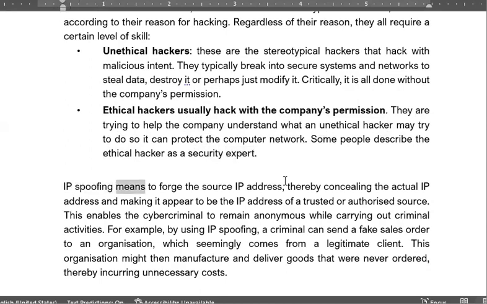IP spoofing means to forge the source IP address, thereby concealing the actual IP address and making it appear to be the IP address of a trusted or authorized source. This enables the cyber criminal to remain anonymous while carrying out criminal activities. For example, by using IP spoofing, a criminal can send a fake sales order to an organization, which seemingly comes from a legitimate client. This organization might then manufacture and deliver goods that were never ordered, thereby incurring unnecessary costs.